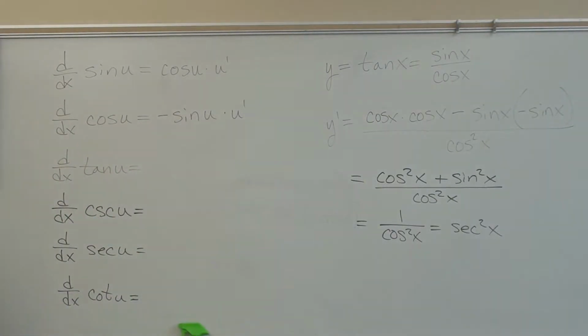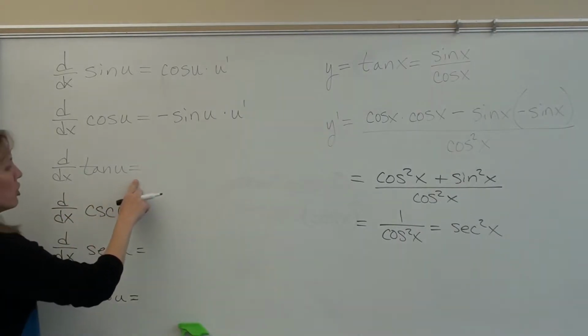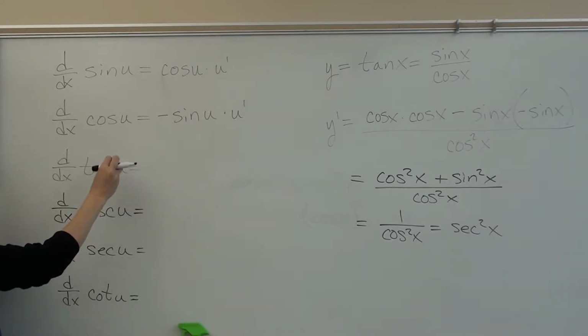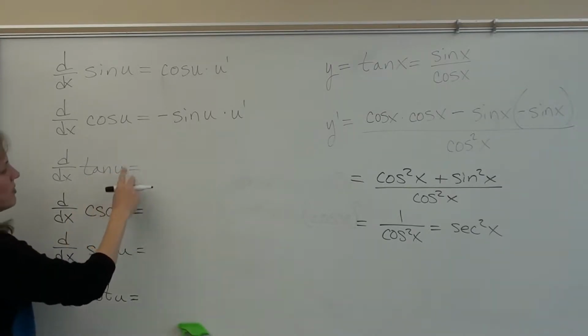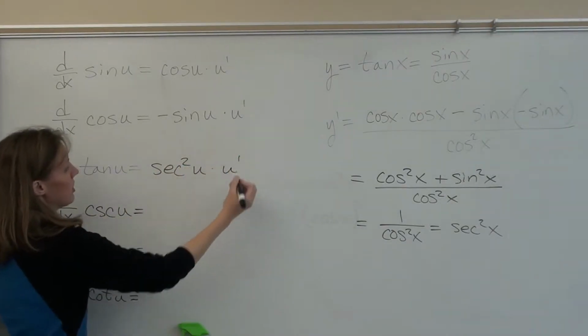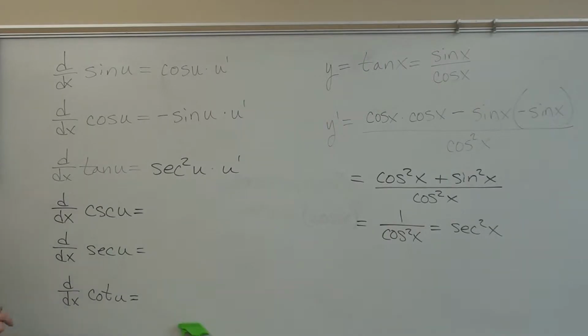Yes. And it is. So the derivative of tan u, remember u represents some function that is in terms of x, right? So this argument here could just be x. It could be x squared minus 5. It could be whatever it is. U represents some function. So the derivative of tan u is secant squared u times the derivative of the argument, times u prime.